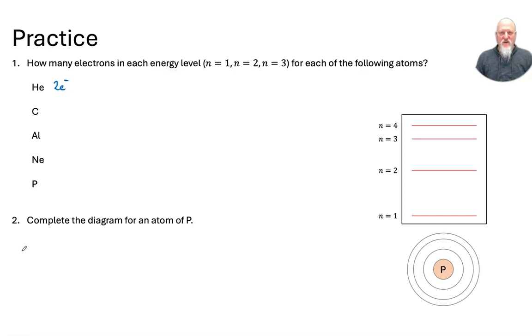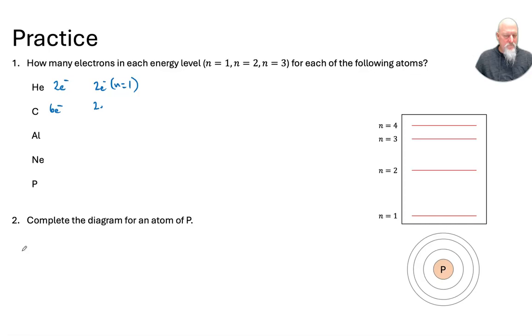Alright, so hopefully you paused and did this yourself. So let's continue. Helium has 2 electrons. So that means there are 2 electrons in the n equals 1 level. Right? Because that's the only 2, and the n equals 1 level can have up to 2 electrons. Carbon has 6 electrons.